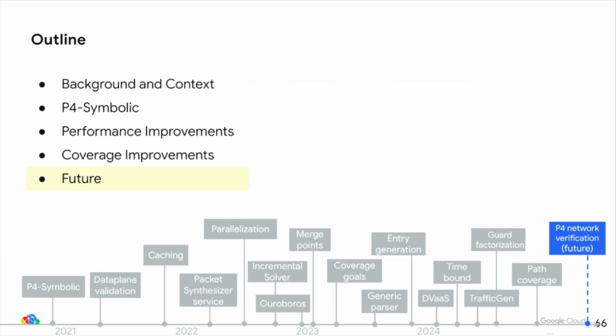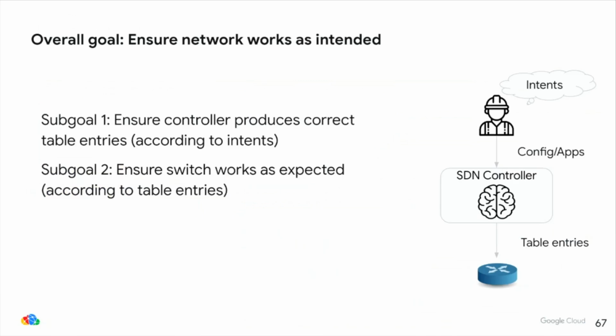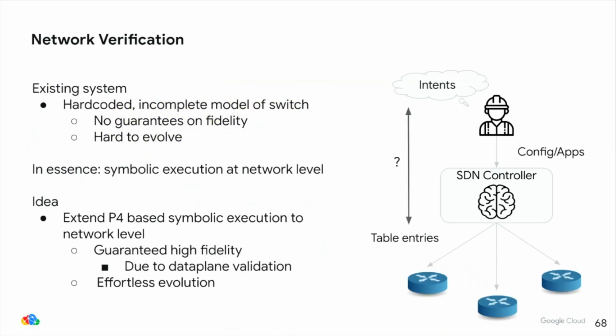So yes, thank you. Quickly looking towards the future, if you remember, I said we have 2 goals, and so far we've been focusing on the second goal. But even if you make sure the switch works as expected, given a set of table entries, you still haven't made sure that your controller is producing the correct set of table entries. So that's what all of these network verification tools and systems are trying to address. And in essence, what they do is they also do some form of symbolic execution just at network level to verify properties about the network.